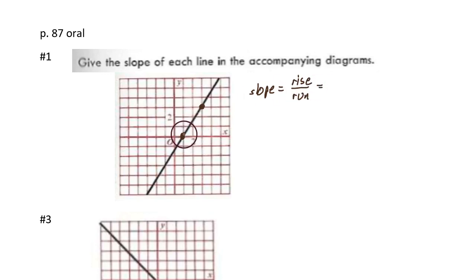Start at the dot that's furthest to the left and figure out how to travel to the dot that is to the right. We rise 3 units, you can count the squares, 1, 2, 3, and then run horizontally 2 units. Again, count the squares. When you move 1 square, say 1. When you move the next square, say 2. This is rise of 3 over run of 2, or 3 halves.